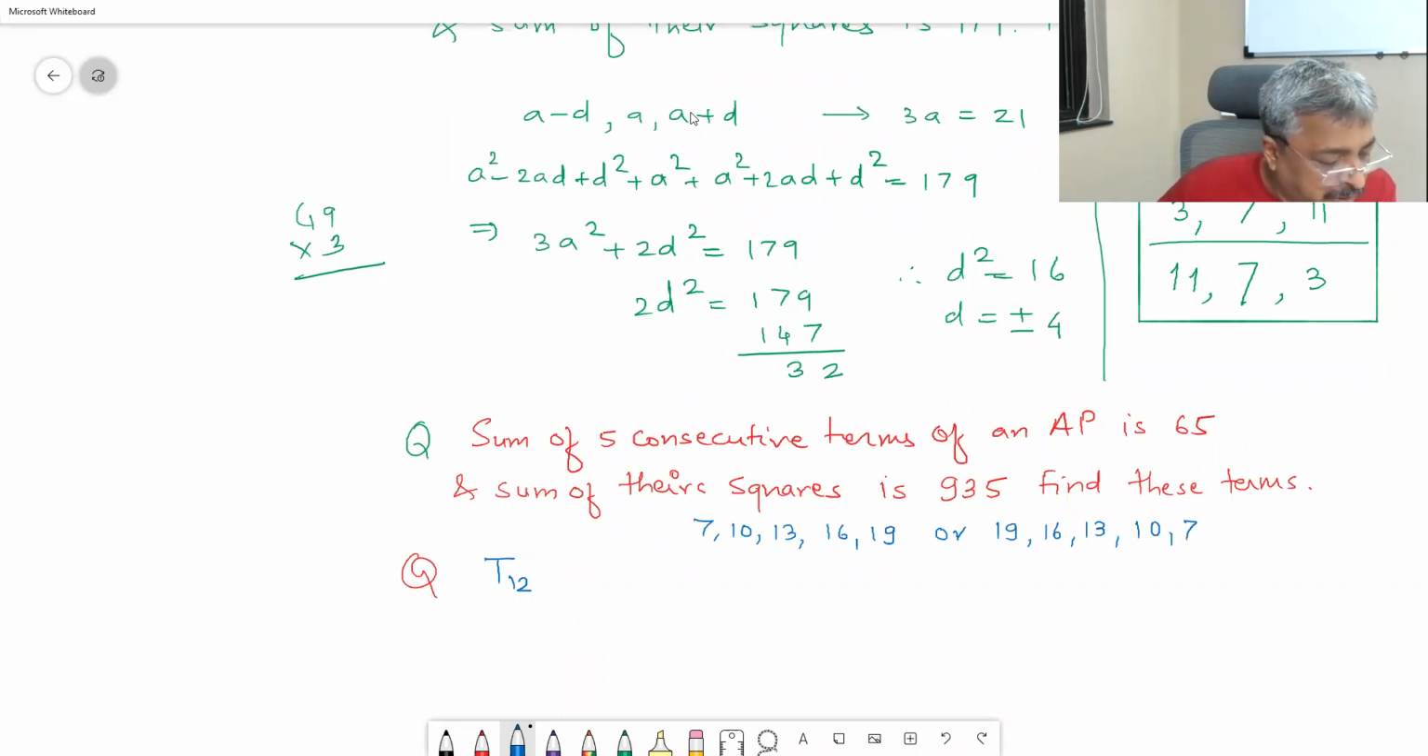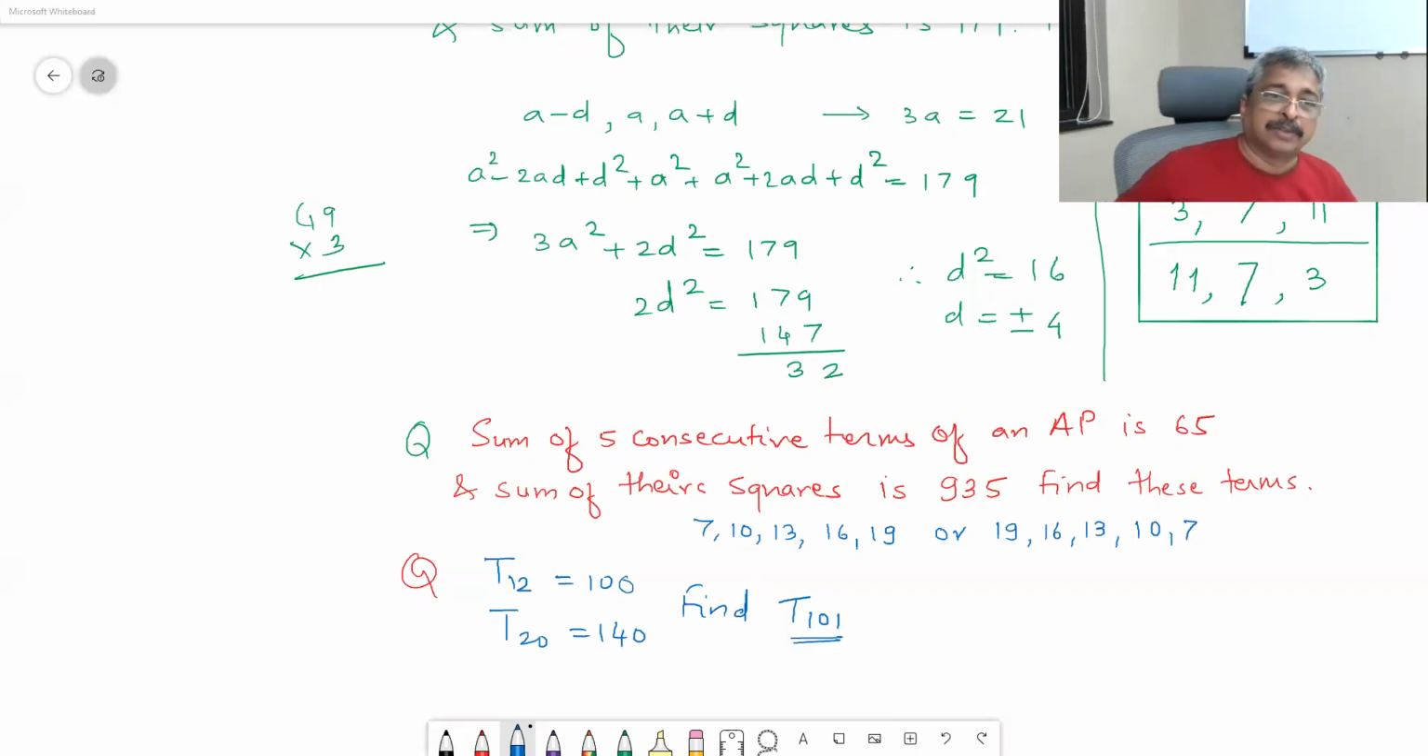Next question. In an AP, T12 is equal to 100, T20 is equal to 140. Find T101. Simple. How will you do this?